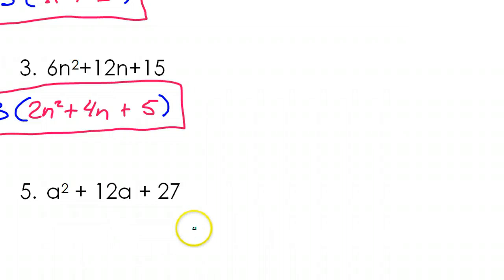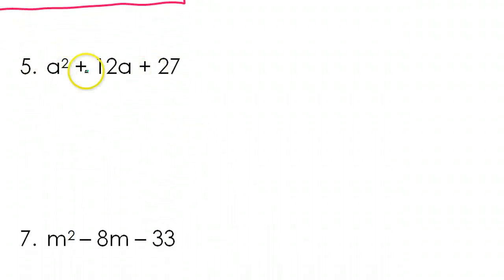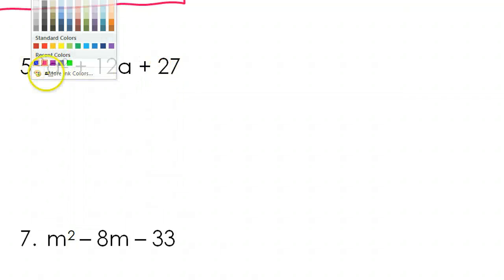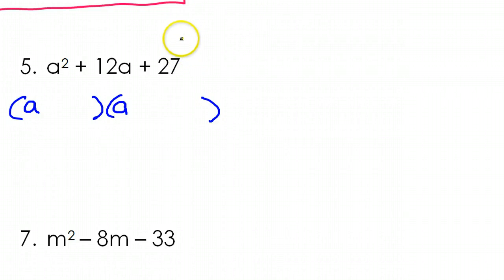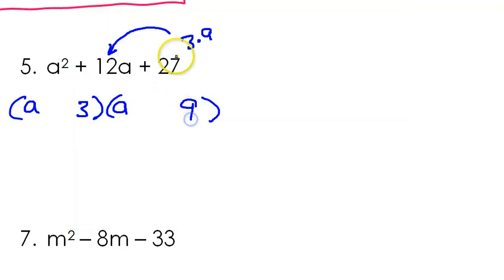Okay, take a look at number 5. What is the greatest common factor of number 5? Well, other than 1, there is no common factor. So that means, looking at the fact that this is a trinomial, let's go ahead and try to factor this as a binomial times a binomial. Now, a squared can only be a times a. Now, 27, the first thing that pops into my head is 3 times 9 is 27. And looking at the 12 here, this is looking pretty good. So let's try that. 3 times 9 is 27.